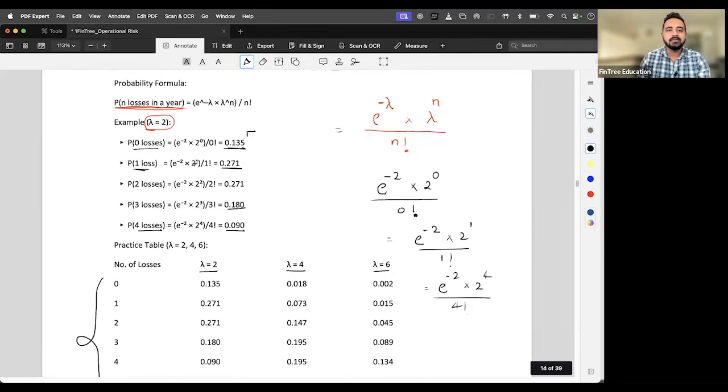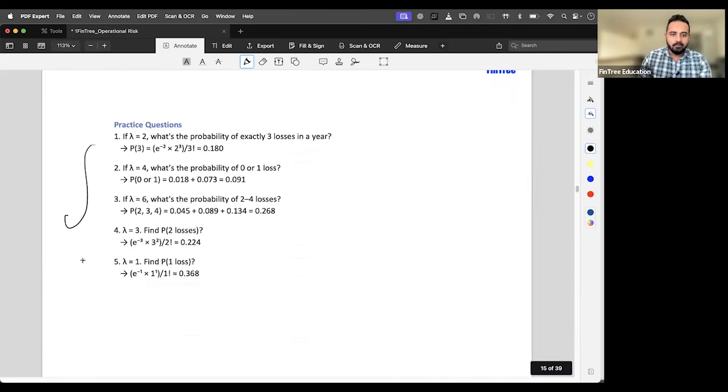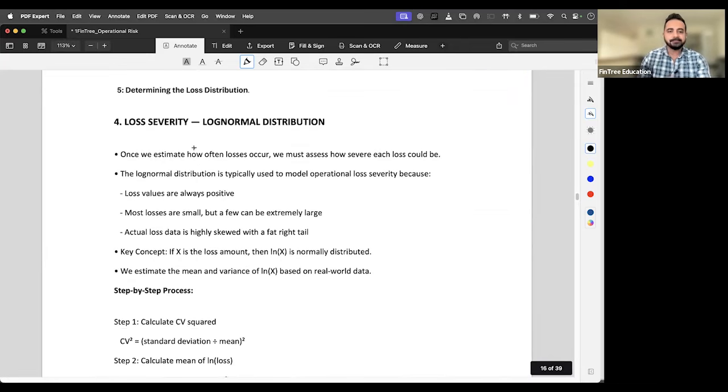Now, what is this doing for you? It is giving you the probability of having one loss, the probability of having 2 losses, the probability of having 3 losses, and so on. Looks like there is a mistake here, or I'm not sure. You can look that up yourself. I've also put in 4 or 5 practice questions for you to play around with, with solutions for each one of them. Then we go to loss severity.